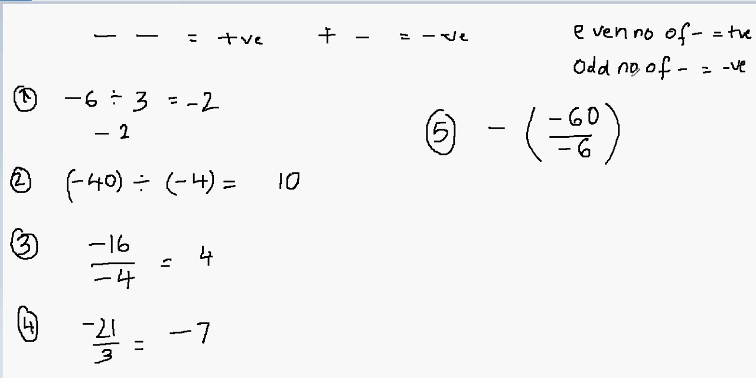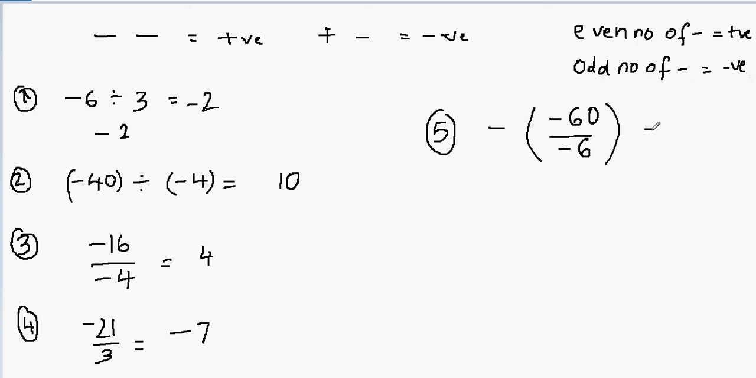If you remember the general rule, an even number of negative signs will generate a positive result and an odd number of negative signs will generate a negative result. Now let's count the signs first. 1, 2, and 3. So we have 3 negative signs. That means 3 is an odd number. That means we'll have the negative result for sure.